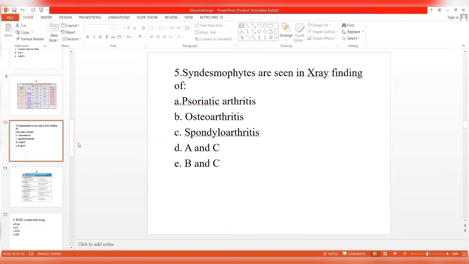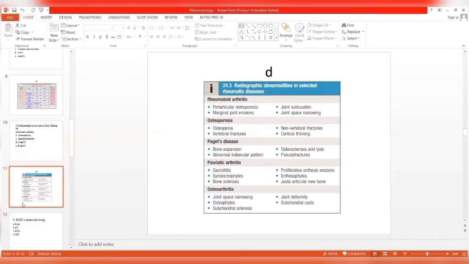That is D. D is the answer for this question. Syndesmophytes, that is ligamental osteophyte. It is seen in psoriatic arthritis as well as spondyloarthritis. Okay. So this is taken from the Davidson, and this table shows the radiographic abnormalities in selected rheumatic diseases.